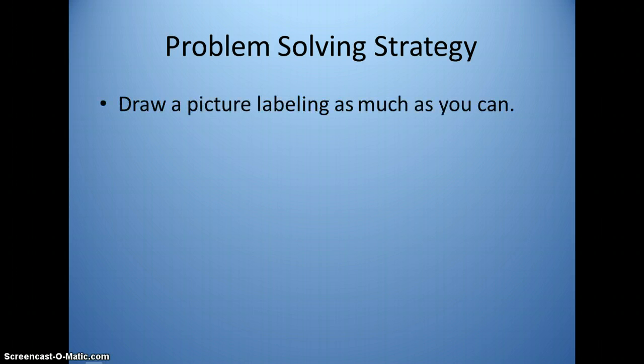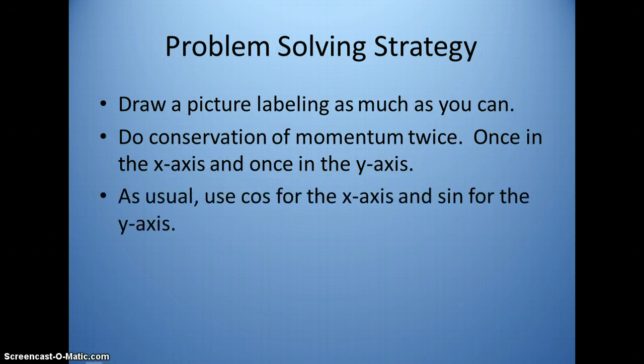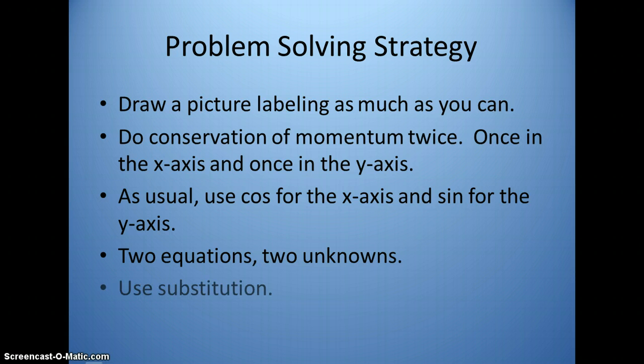Draw a picture, label as much as you can. This helps you to visualize the problem. You will be doing conservation of momentum twice, once in the x-axis and once in the y-axis. Again, you will use cosine for the x and sine for the y, or sine for the y, whichever way you want to do it. Often you end up with two equations and two unknowns. If this is the case, please use substitution.